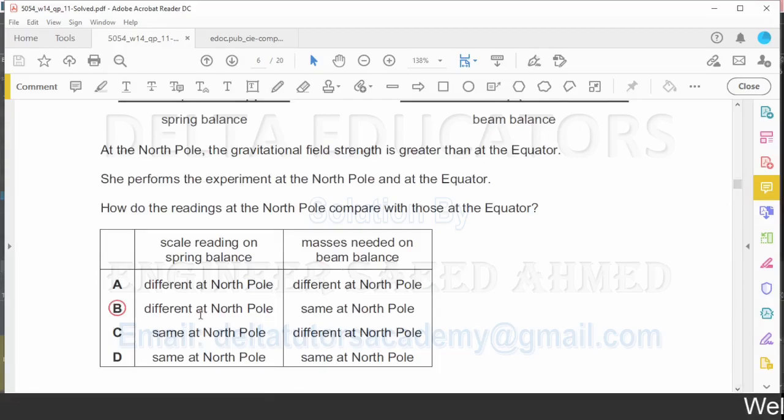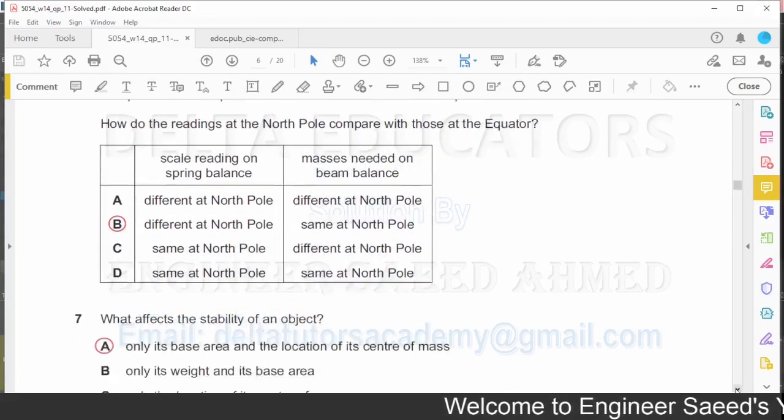It is given in option B that it is different at the North Pole. The scale reading on the spring balance means weight. Weight is different at the North Pole. Weight at the North Pole is greater as compared to weight at the equator, so it is definitely different. What about the mass needed on the beam balance? Mass will remain the same. So option B is the correct option. Weight is different at the North Pole and mass at the North Pole remains the same.